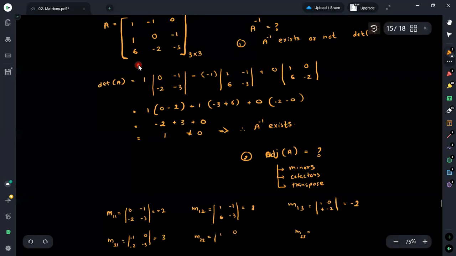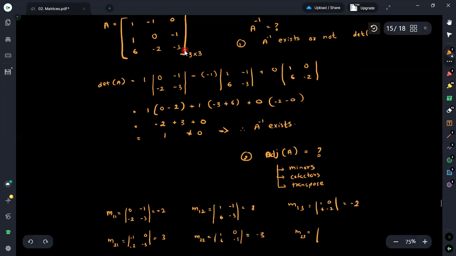Values are 1, 0, 6, and -3. We have to cut down the second row and second column. Values are 1, 0, 6, and -3. Then if you perform this calculation again, you will get this value as -3.